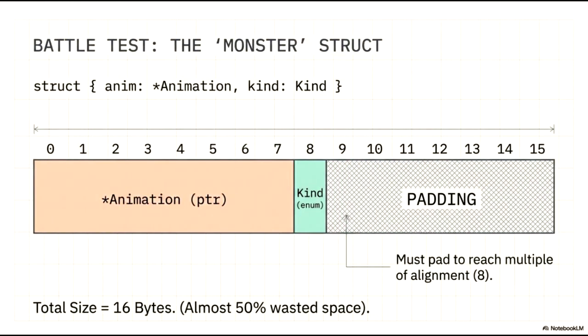Let's examine a practical example with the Monster struct. This structure contains two fields, a pointer to an animation and an enumeration representing its kind. When we look at the memory layout, the pointer occupies the first 8 bytes. Immediately following it, the kind enum takes up a single byte at offset 8. However, due to the alignment requirements of the architecture, the total size of the struct must be a multiple of its largest alignment, in this case, 8. This necessitates 7 bytes of padding at the end, resulting in a total size of 16 bytes. As you can see, this leads to nearly 50% of the allocated space being wasted.